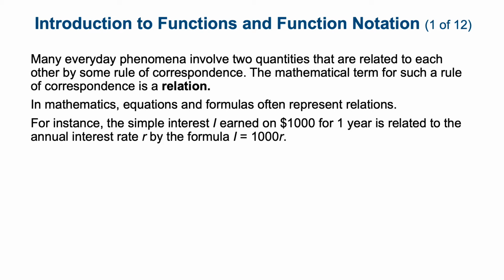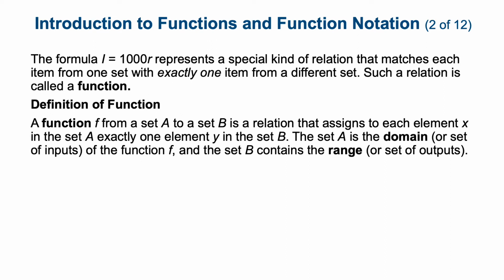In math, relations can often be represented by equations and formulas. Not always, but often. For instance, the simple interest earned on 1,000 for 1 year is related to the annual interest rate R by the formula I equals 1,000 times R, because that's how much interest you would gain. The formula I equals 1,000 R represents a special kind of relation that matches each item from one set with exactly one item from a different set. This type of relation is called a function.